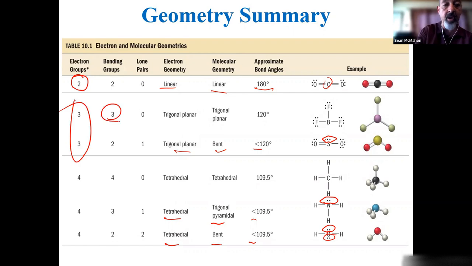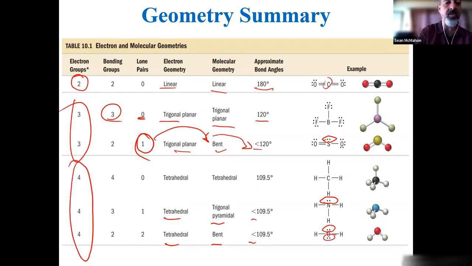Well, if all 3 are bonded to atoms and there's no lone pairs, then the electron geometry and molecular geometry are the same. There's no distortion, it's 120. But as soon as I put in a lone pair, the molecular geometry has a new name and there's a distortion. What about 4 electron groups?